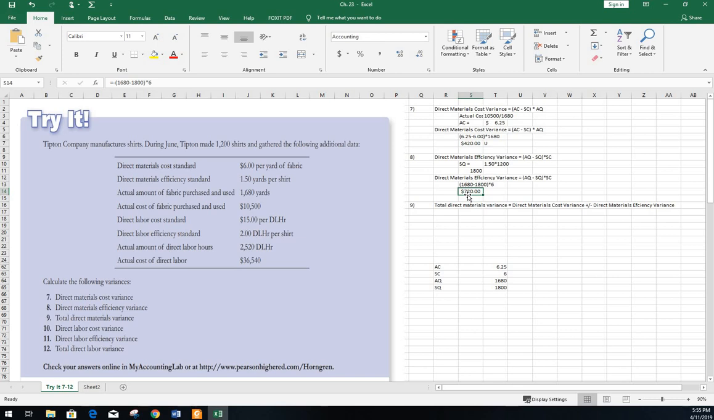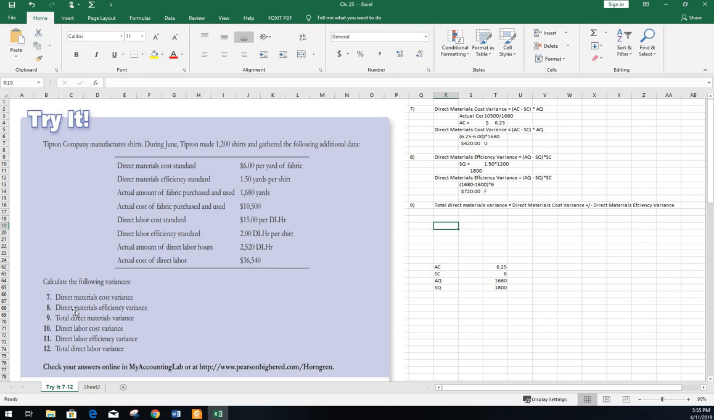Now we have to make a determination. Is that 720 favorable or unfavorable? Let's look at whether our actual quantity is above the standard or below the standard. Here we have 1680, which is less than the standard of 1800, so we're below the standard, so that's favorable. Let's put an F there for favorable.